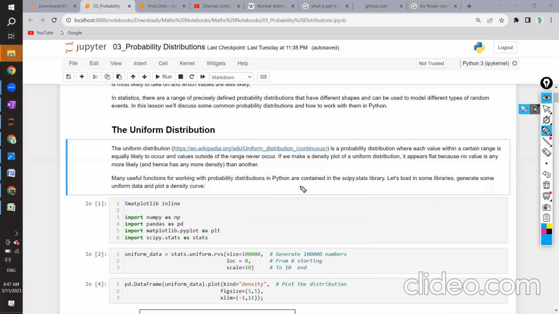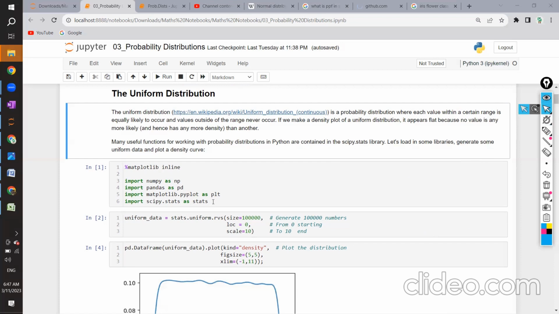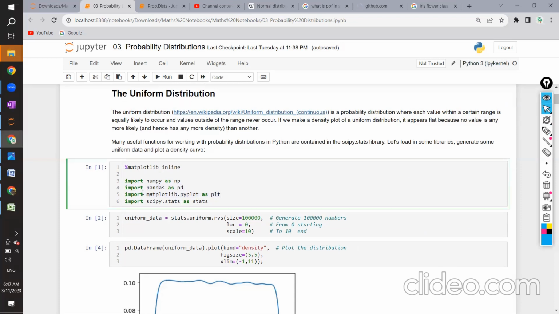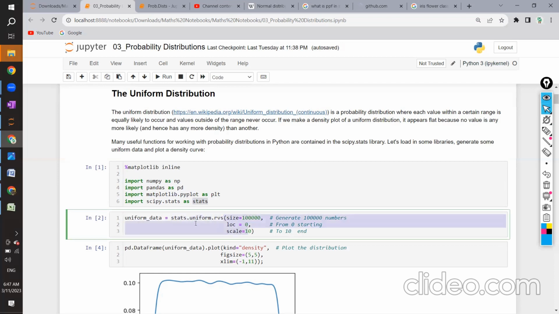Fine. So in SciPy, we already have so many predefined functions for stats. The first thing is you need to import. As you can see, all the four things I've just mentioned are imported. And uniform data: in SciPy.stats as stats, inside stats you have stats.uniform.rvs, and you are giving this. Now, what is this function?